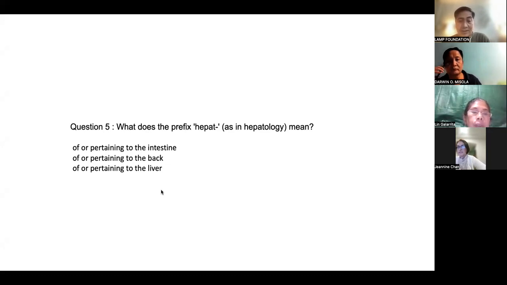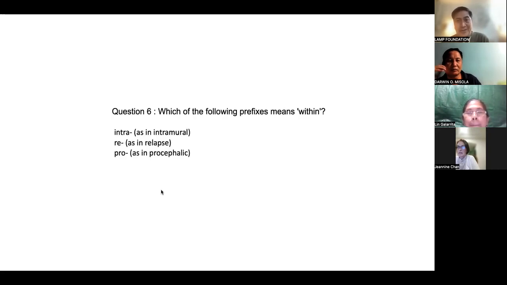So now you understand why liver cancer is called hepatoma. Okay? Cancer of the liver. Hepatitis. Okay? I hope you're having fun.